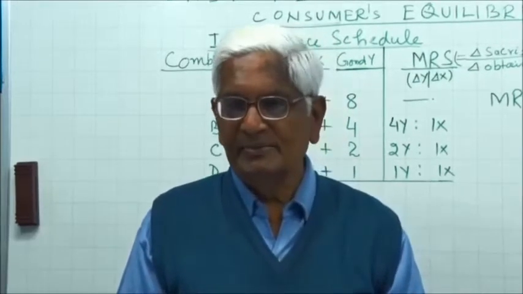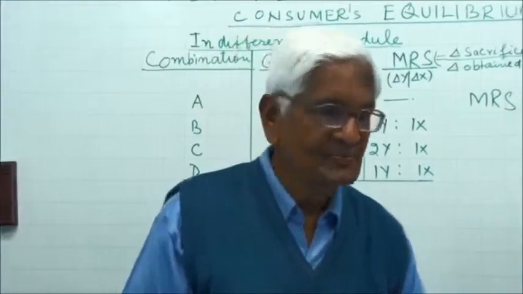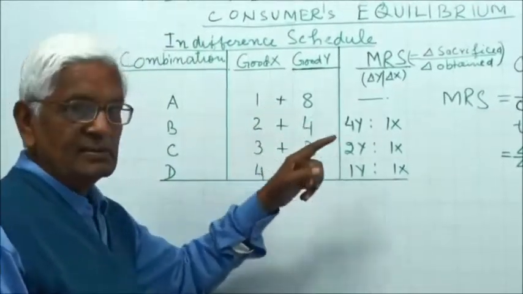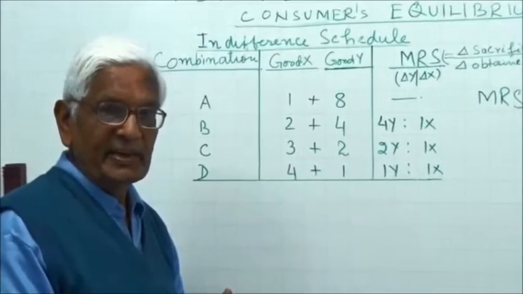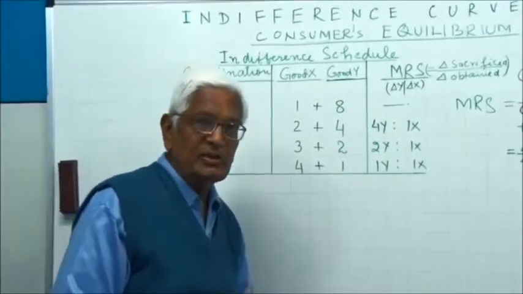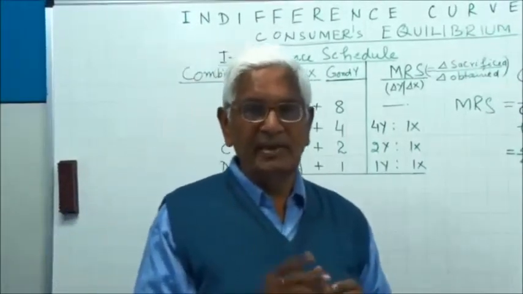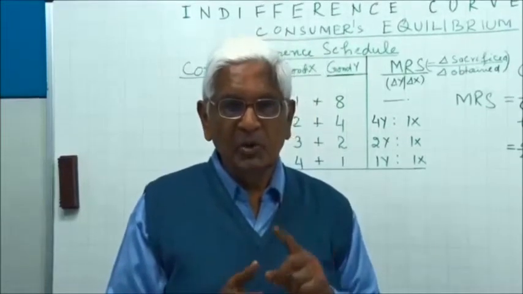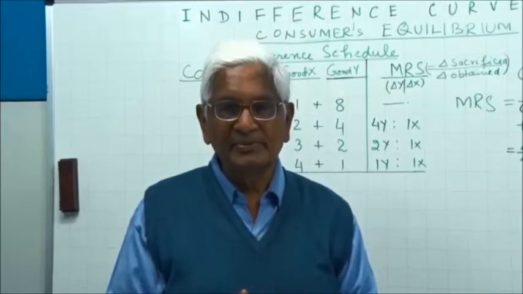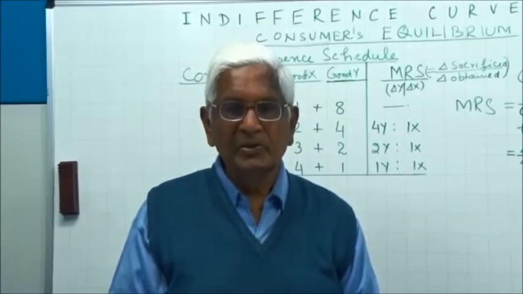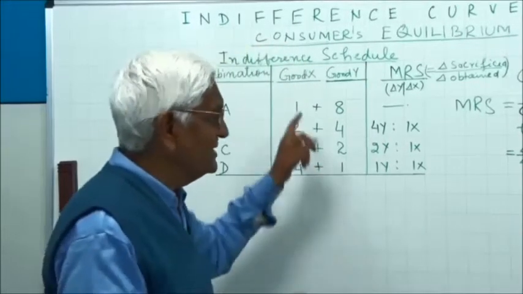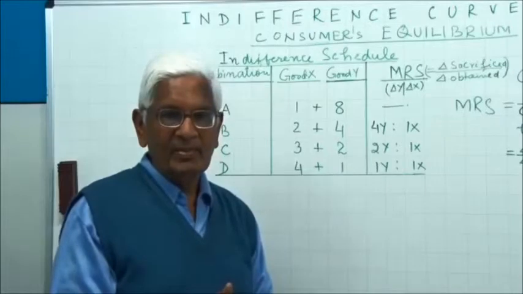Now I come to that assumption. The assumption is that total utility, I hope you know the meaning of utility by now, satisfaction, derived from the consumption of each combination. Let me repeat. Total utility derived from the consumption of the 2 goods in each combination is the same. What does it mean?